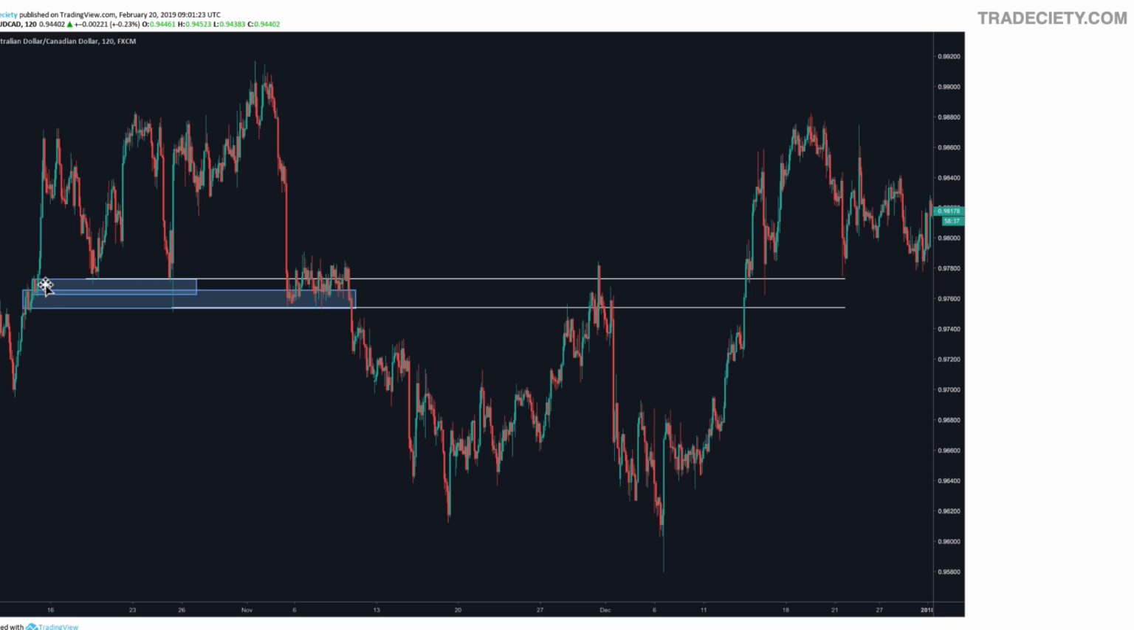So we have two demand areas on top of each other. I called it demand stacking, which is a very important characteristic. And you can see the next time the price comes into this level, we first touch the first one, the higher one, then we see another rally, we come back.